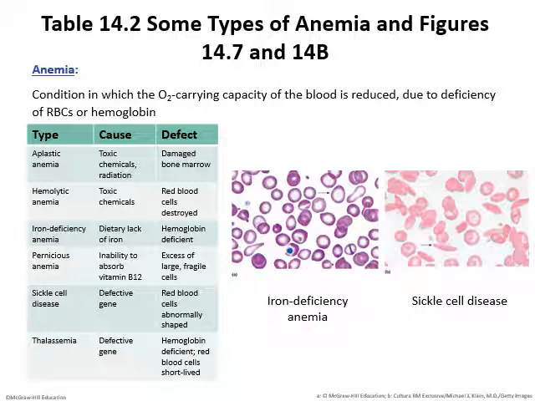The other one you need to know is pernicious anemia. This is due to a lack of vitamin B12, and it's going to cause large, fragile red blood cells.